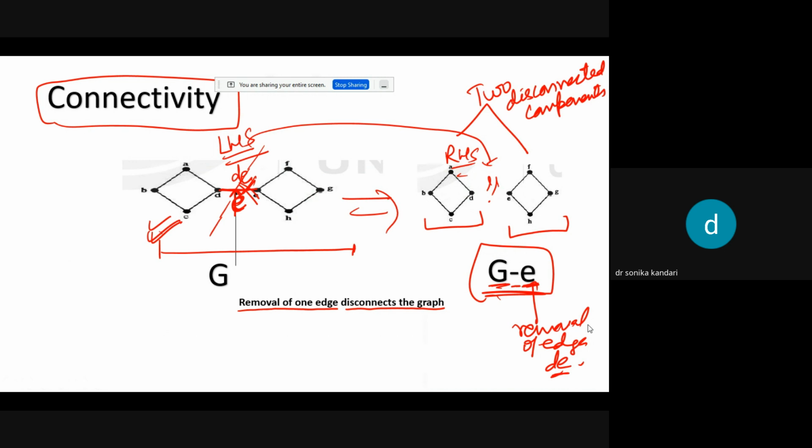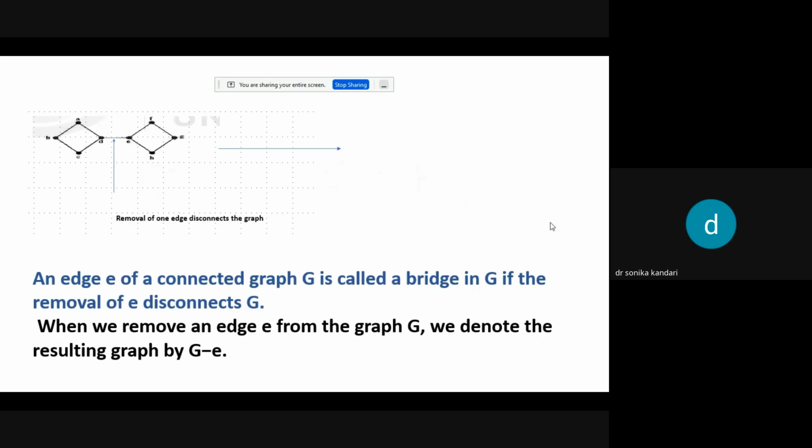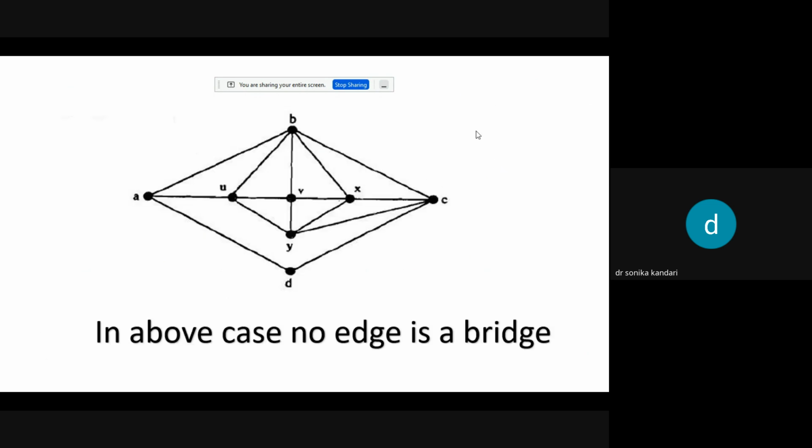So you have learned about connectivity. What we have done is removed one edge from graph G, and now the graph has become disconnected because it has disconnected components. We have removed this edge to form two disconnected components. Is it clear? Yes, ma'am.